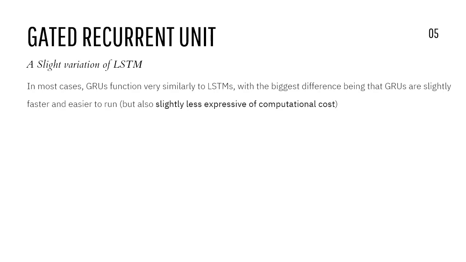And the fifth one is the gated recurrent unit, or GRU. This is a slight variation of LSTM. In most cases, GRUs function very similarly to LSTM, with the biggest difference being that GRUs are slightly faster and easier to run, but also slightly less expensive in computational cost. So if you have a monster computer, it's okay, so don't think about it.